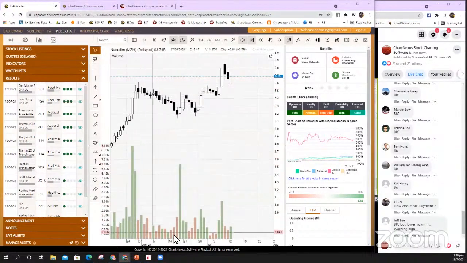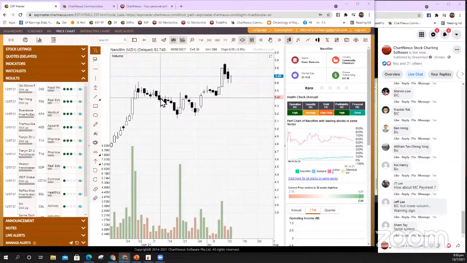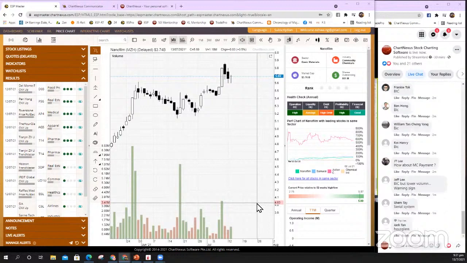And whenever it's low volume, the candle is black. That means there are more buyers than sellers. Simple. Very simple. So every time it has high volume, buying. Higher volume, buying. Whenever pullback, low volume. Comfortable? So this is called BIC.